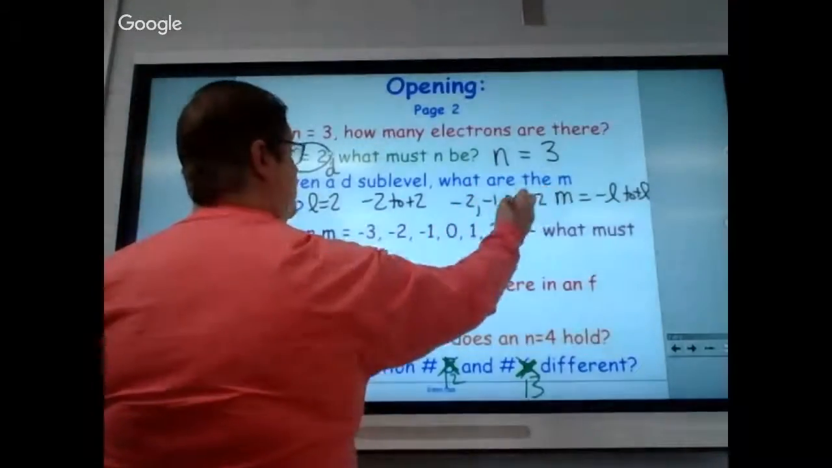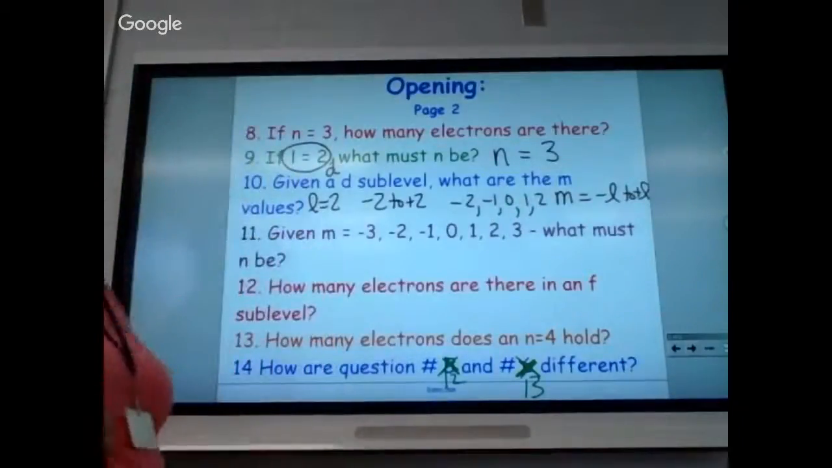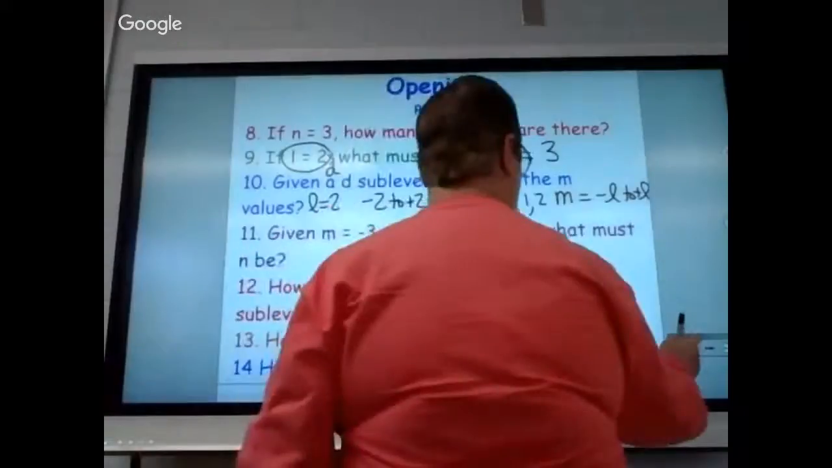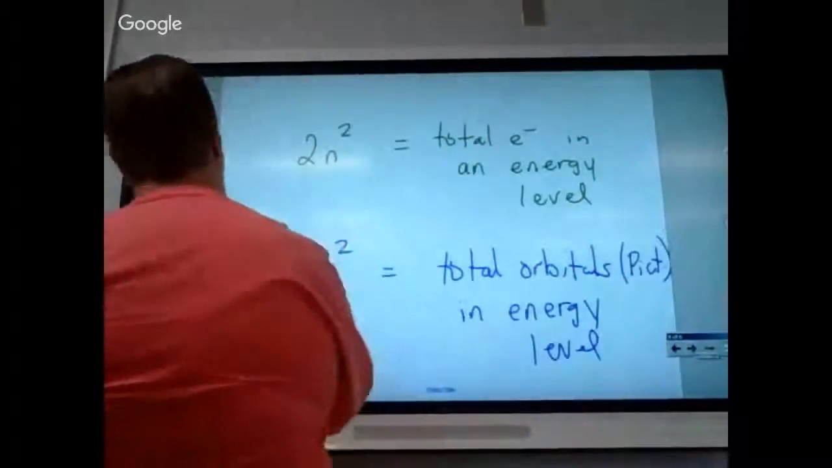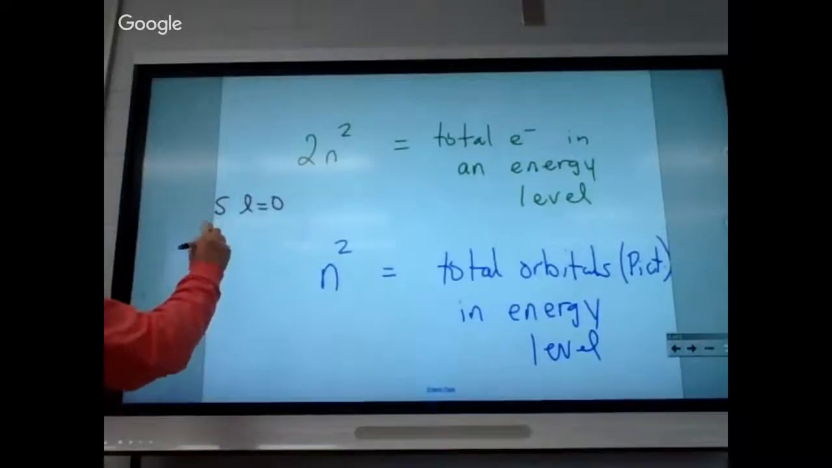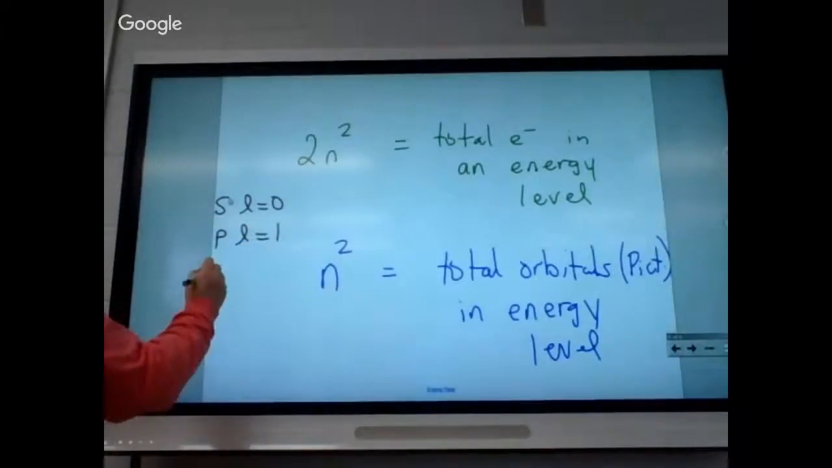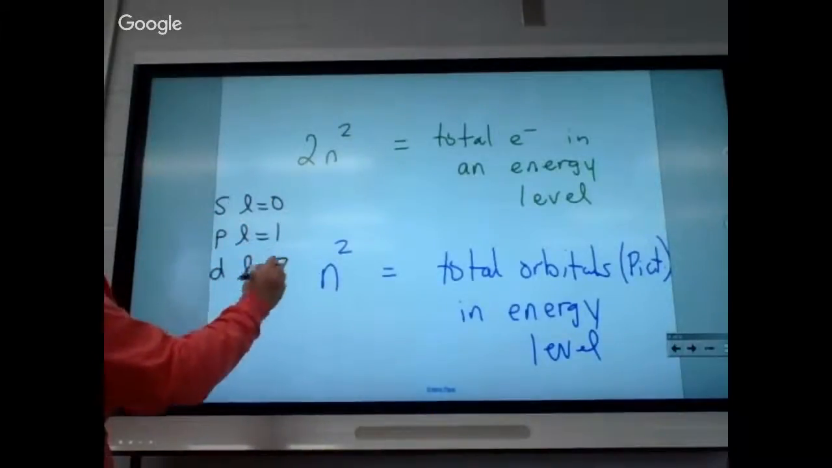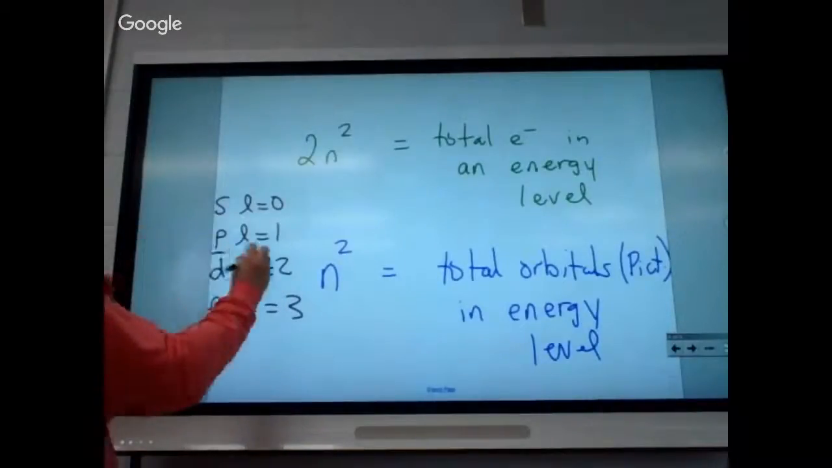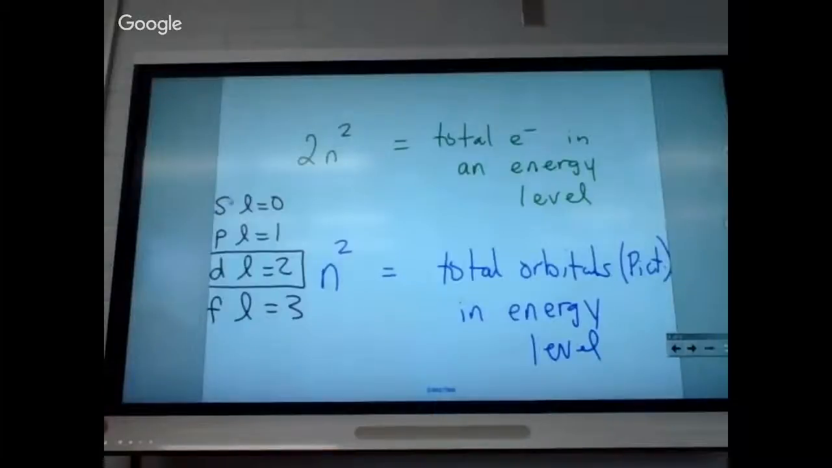Wait, can you explain that again? Why do we know it's 2? Because you need the number that's assigned to D. So you have to remember, if I write it here, S, L is 0, P, L is 1, D, L is 2, and F, L is 3. Because they said a D sublevel, I knew that L was equal to 2. That way I can do minus L to positive L.